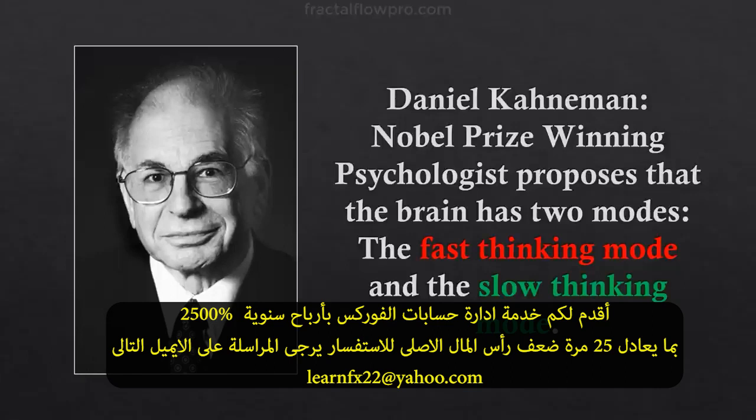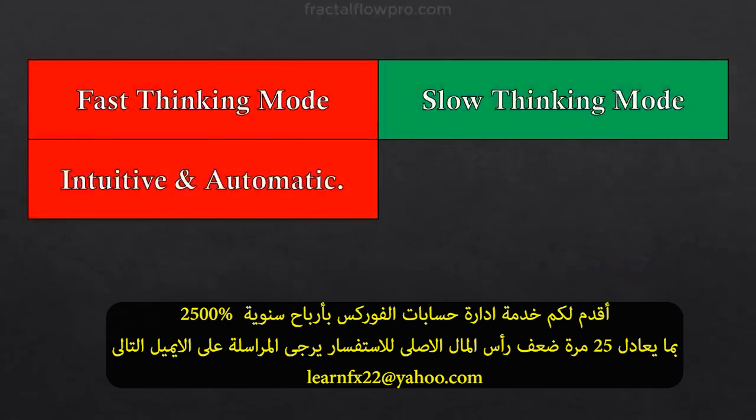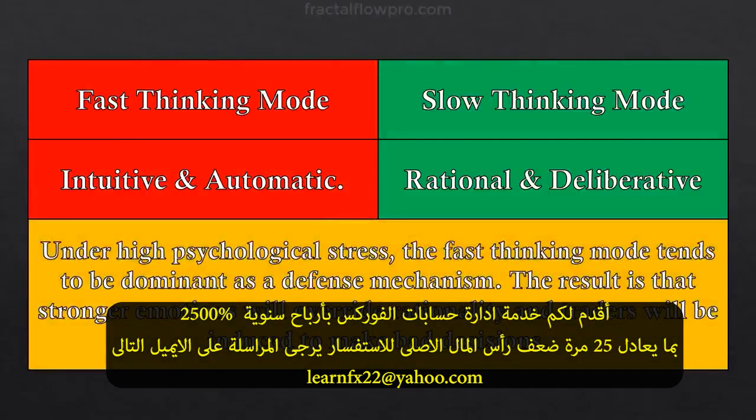The Nobel Prize-winning psychologist Daniel Kahneman, responsible for the prospect theory, argues that the human brain has two basic modes, the fast thinking mode and the slow thinking mode. The fast mode is intuitive and automatic. The slow mode is rational and deliberative. Under high psychological stress, the fast mode tends to be dominant. That's where irrationality takes over to make traders make bad decisions.